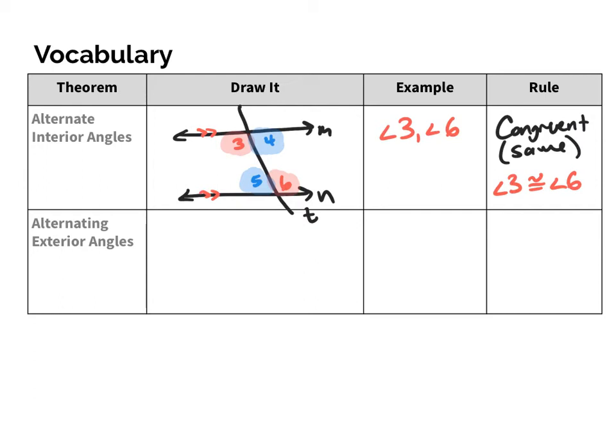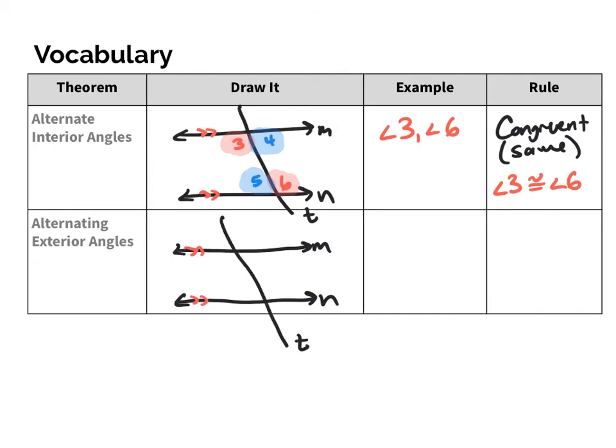So know that they have to be alternate interior angles to be congruent or equal in measure. And then lastly, we have alternate exterior angles. Alternate exterior angles are very similar to alternate interior angles. I have M and N again as my parallel lines, and then I will have my transversal T that cuts across.